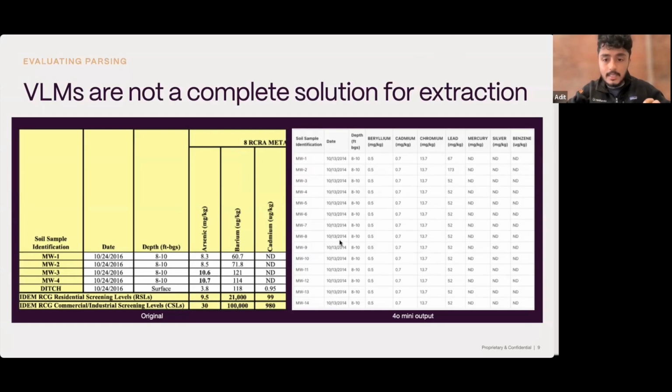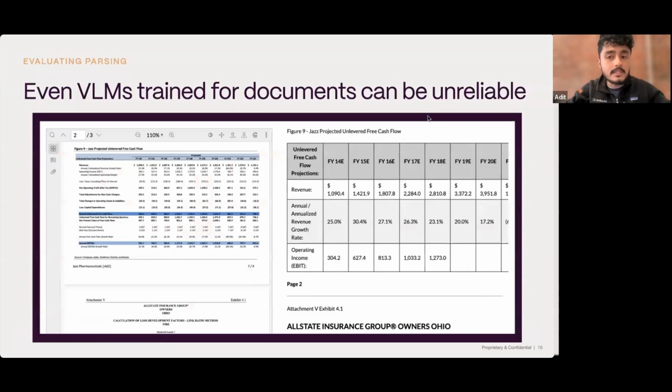So what you're seeing on the left is the full table, but on the right, you start to see information about samples that weren't even there. The model starts outputting information for a lot more rows. It starts creating values for things like benzene levels that weren't tested for. And because the table structure itself looks similar, it's the type of thing that in production would be really hard to catch.